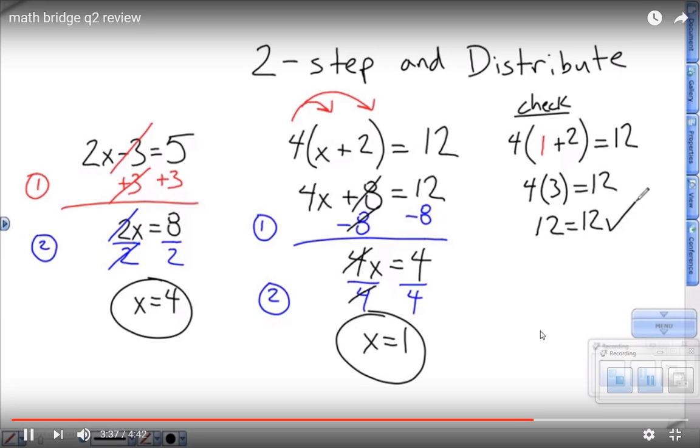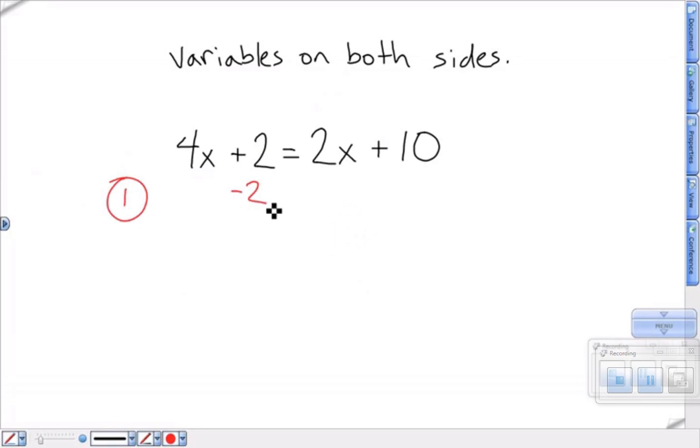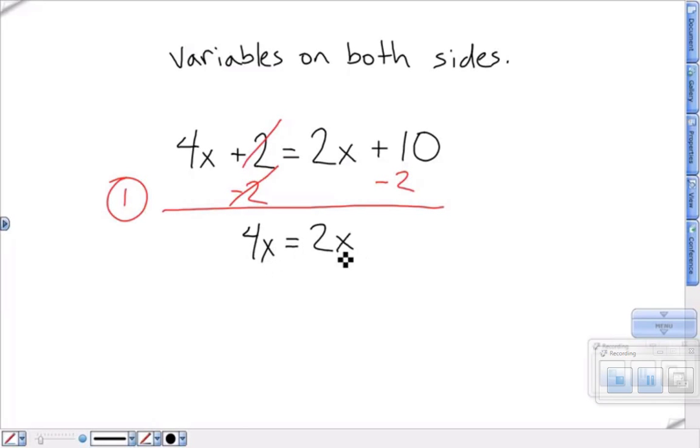All right, last problem is a variables on both sides. So for these, start on the left side by getting rid of the plain 2, go to the right, get rid of the 2x, go back to the left, divide. So here we go. First step on these, always start on the left side, get rid of the plain number on the left side. Bring that 4x down, bring the 2x down. 10 minus 2 gives me positive 8.